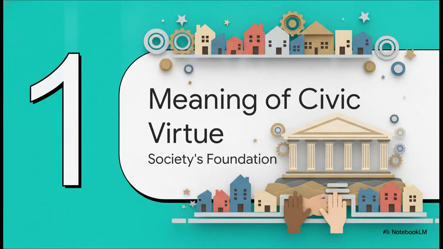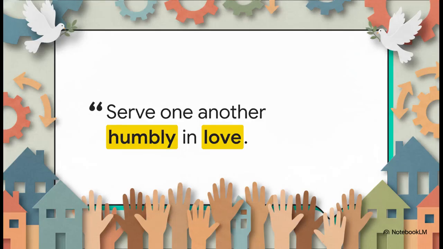So, kicking things off with Section 1, the meaning of civic virtue, which is really the foundation of society. Before we get into the action part of things, we really need to set a moral baseline. There's this ancient wisdom from Galatians 5:13 that says, "Serve one another humbly in love." And honestly, this brilliantly illustrates our foundational premise. It connects this timeless idea directly to the modern necessity of looking out for our neighbors. It sets the stage for the idea that true citizenship isn't just about what you can extract from society, but how you actively pour back into it.